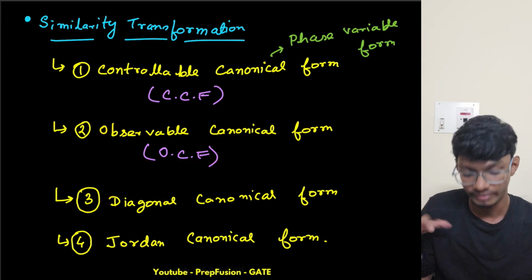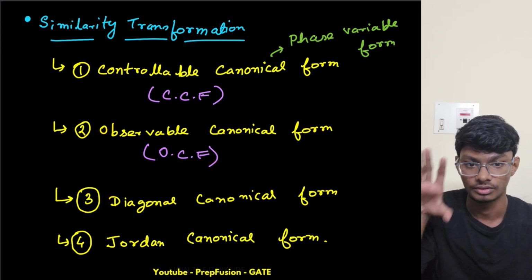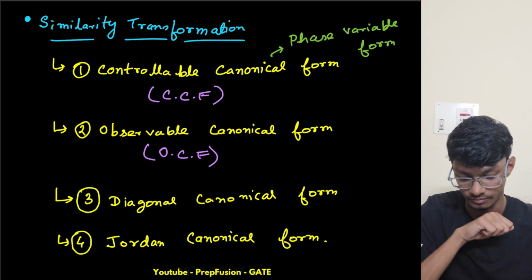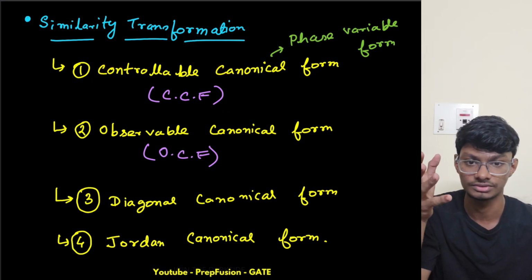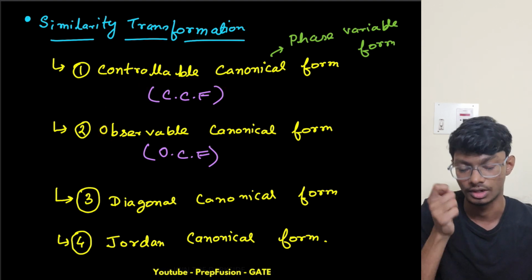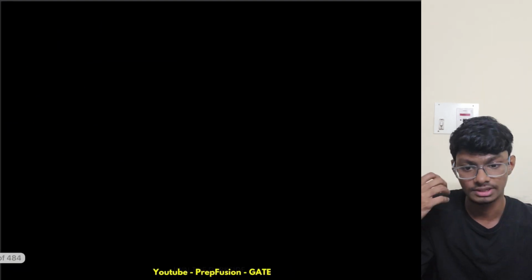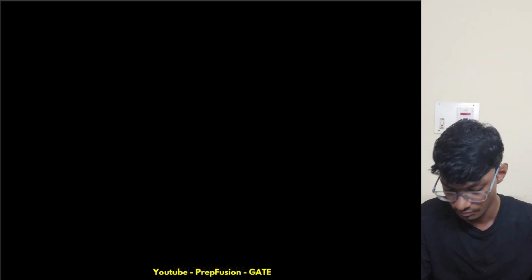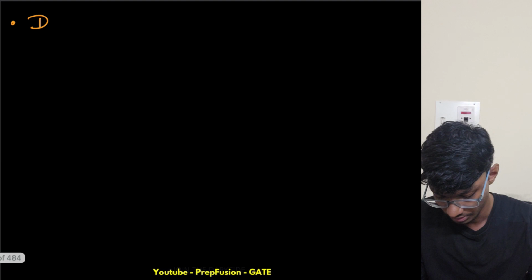But what if I want to convert the transfer function to this form? I have a transfer function and I want to convert this to this CCF form. How to do this? There is another topic known as decomposition of transfer function. So this is what we will do. This is the other topic: decomposition.